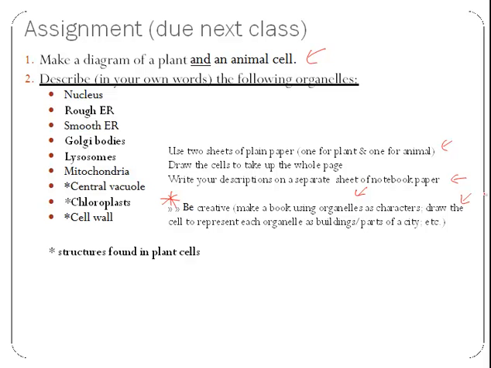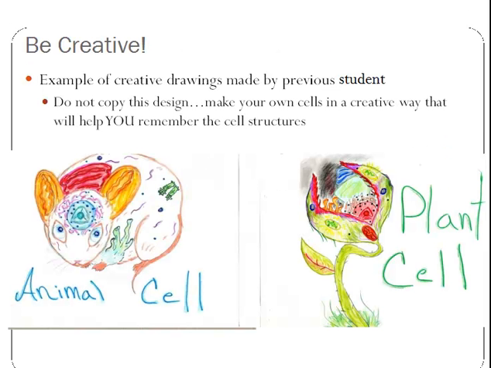An example of something else that a student has done with this assignment is draw an animal and a plant and tuck all the organelles inside of there. Again, be creative and do not copy anybody else's design. Try to make your own cells in a creative way.